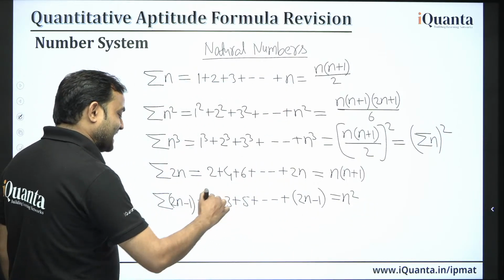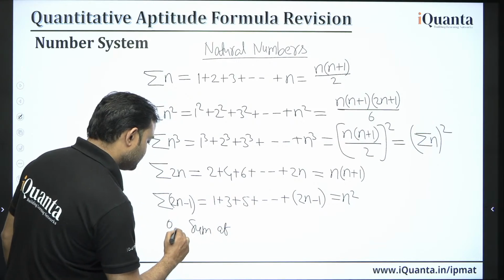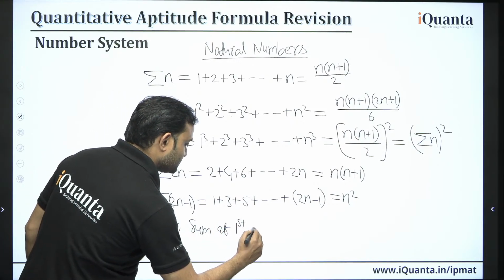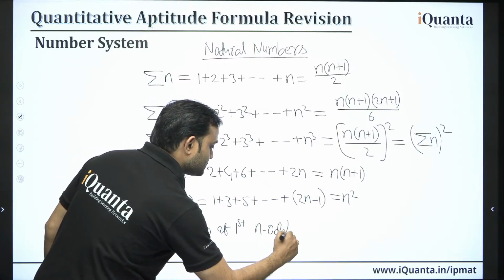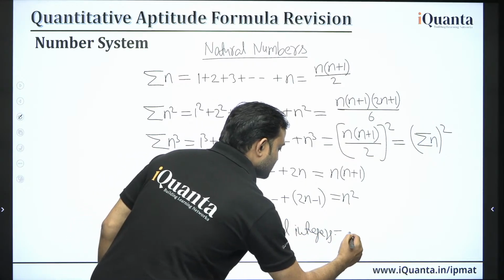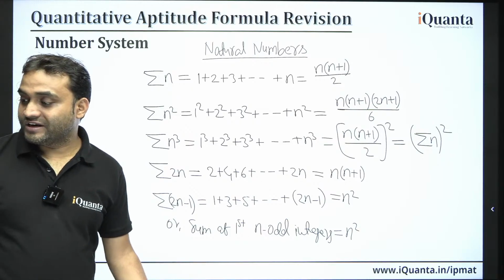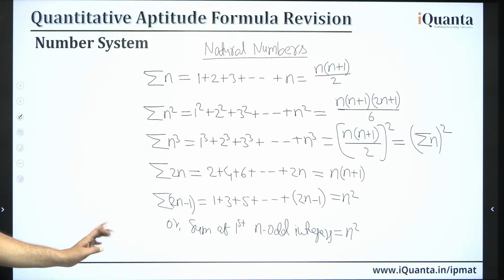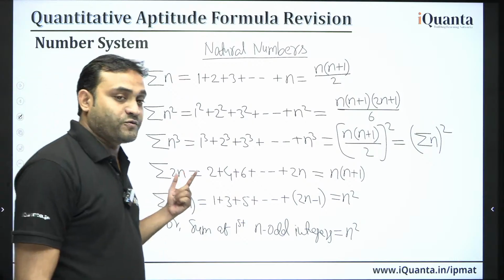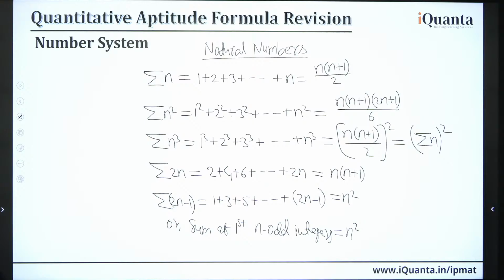Let me write this in words: the sum of first n odd integers is equal to n square. So these sums are really important and you need to know these values. These will be used frequently. Alright. So if you want to note it down.